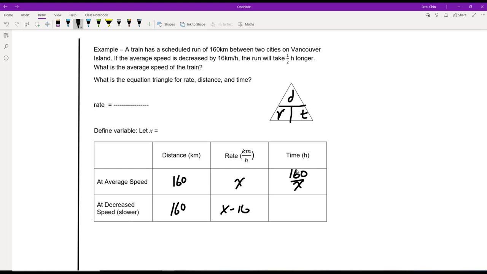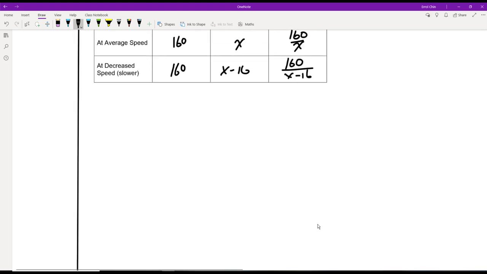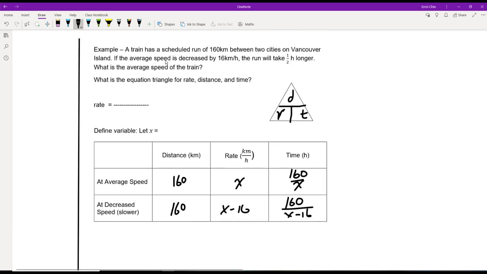Well, how much time is that going to take? Well, time, again, we hide time. It'll be distance divided by r. Well, the distance doesn't change, but the rate does. There you go. Okay? Now, we know that when it says here the average speed is decreased by 16 kilometers an hour, it takes half an hour longer. So if the average speed is decreased by 16 kilometers an hour, the run will take half an hour longer.